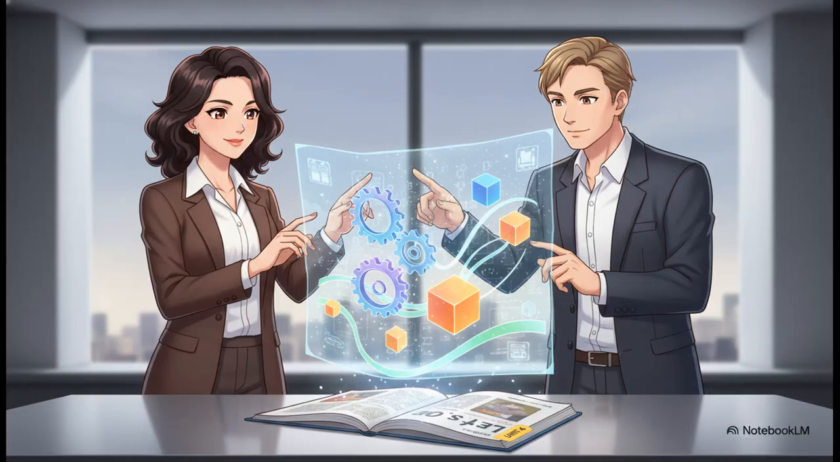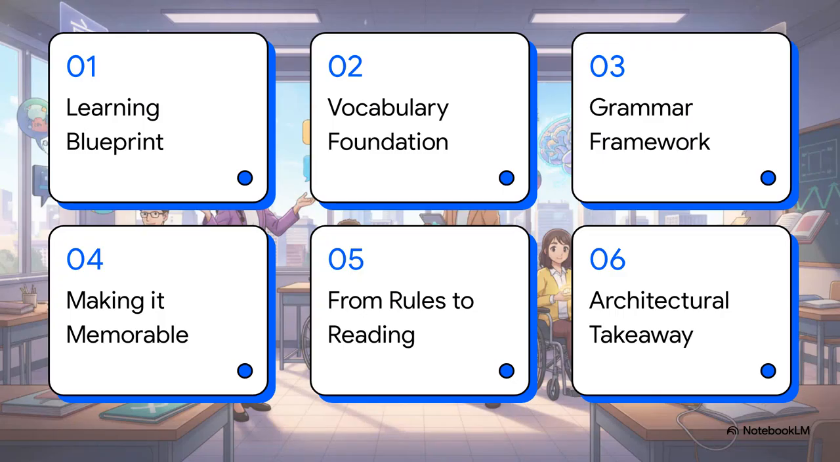So for this explainer, that's exactly what we're going to do. We're going to reverse engineer Unit 4 from the Let's Go textbook series. The goal here is to pull back the curtain and see the hidden structure of how language education actually works. Okay, let's get into it. Here's our game plan. We'll start with the overall blueprint, then look at the vocabulary foundation, the grammar that holds it all together, and the cool tricks they use to make it all stick. Then we'll see how it all comes together.